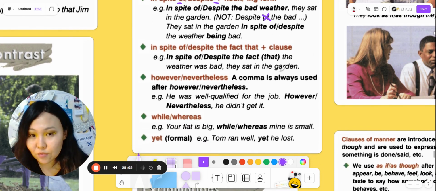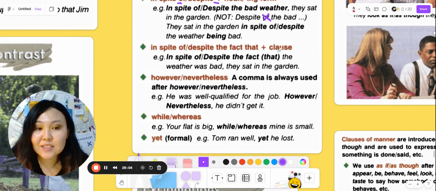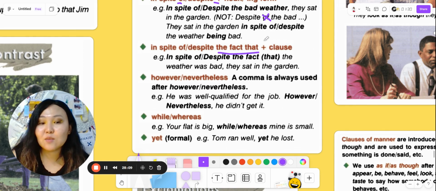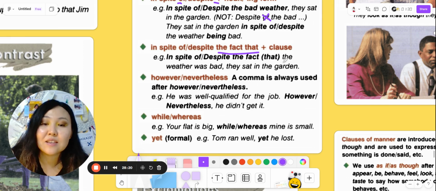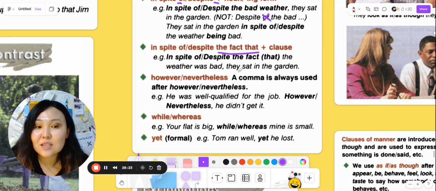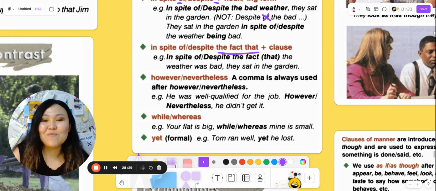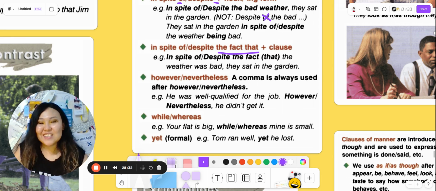Next one. In spite of, despite the fact that. So here we have like a noun, yeah? Despite the fact that plus clause, we need to add something. Not "in spite of the weather was bad, they sat in the garden," but we can say, despite the fact that the weather was bad, they sat in the garden. My gosh, it sounds like a tongue twister. Despite the fact that the weather was bad, they sat in the garden. It's a good tongue twister for practicing.